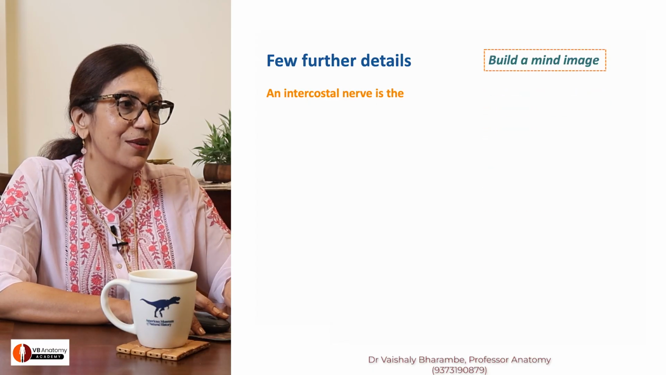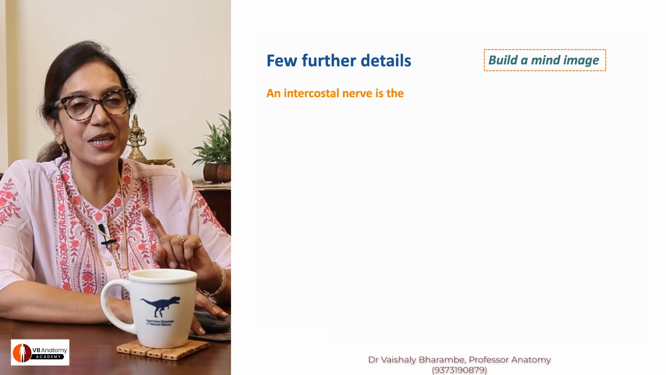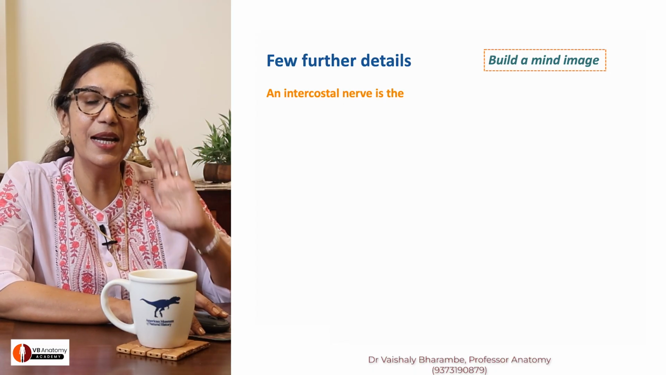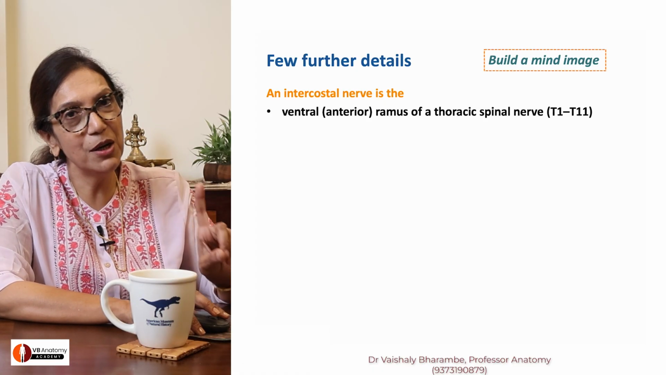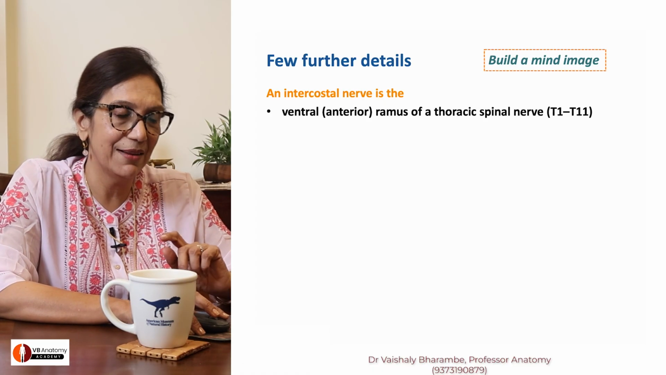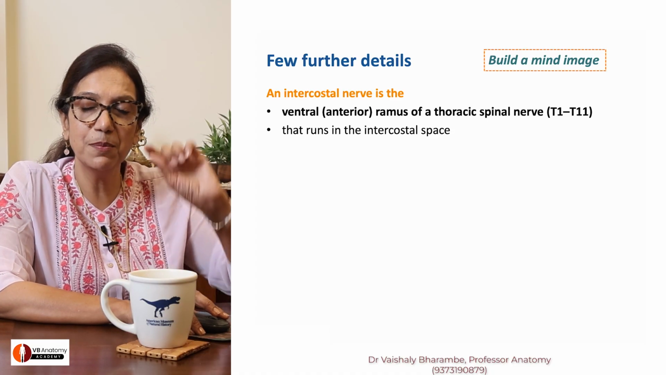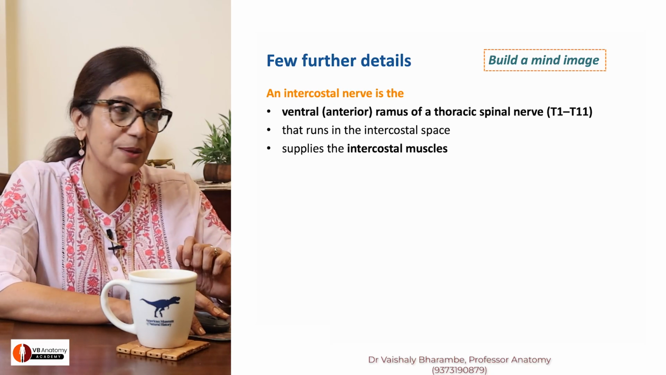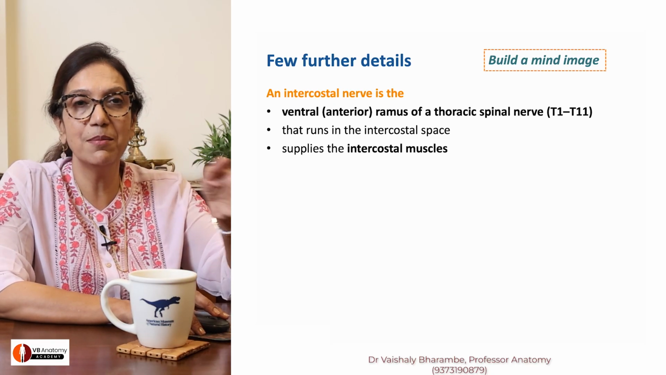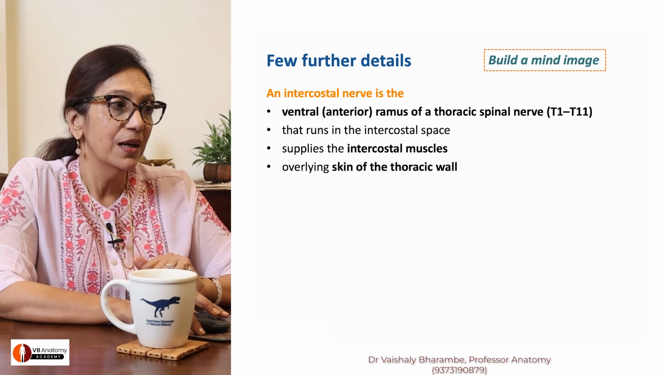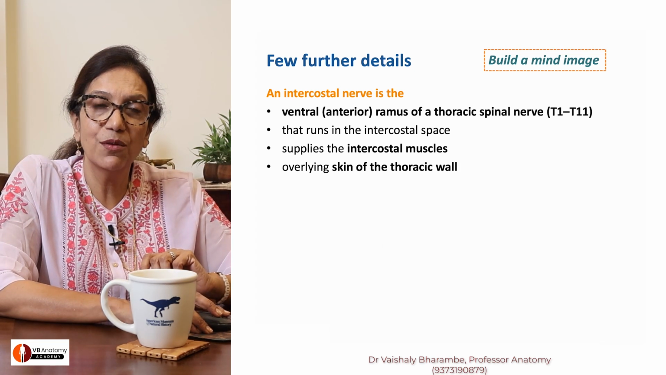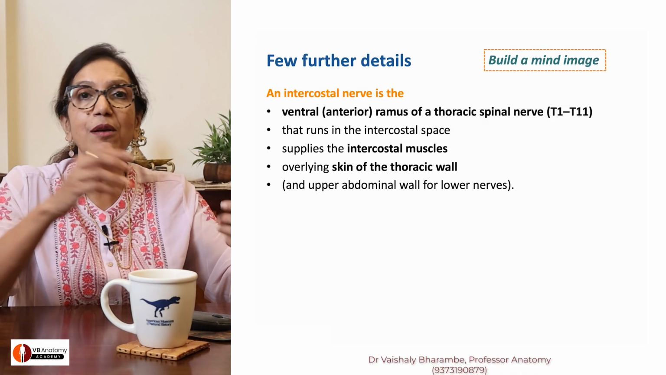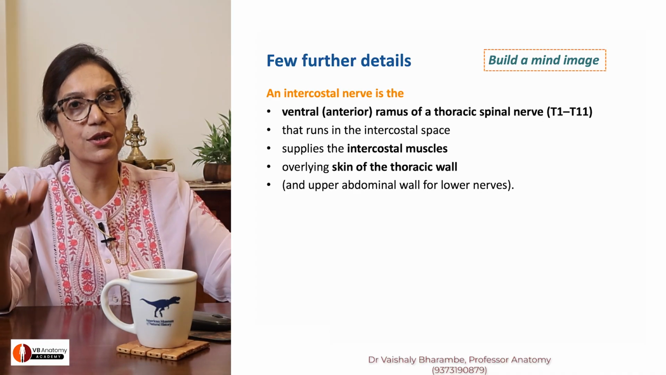An intercostal nerve, please build a mind image, requesting you. Maybe you can even close your eyes. Build a mind image. An intercostal nerve is ventral rami of thoracic nerves. Yes, T1 to T11. Runs in intercostal space. Imagine it's running in the space between internal intercostal and intercostalis intimi. Supplies the intercostal muscles as it's traveling. Supplying the skin over the thoracic wall. Later on, it even goes into the abdomen and supplies the abdominal wall as well. All these are intercostal nerves.